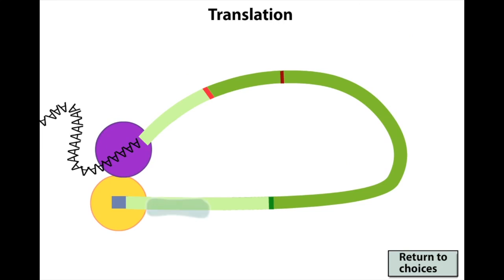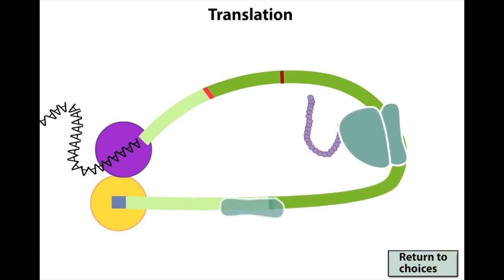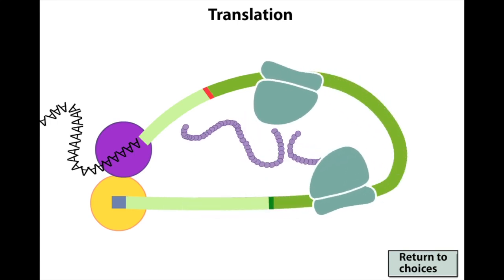Using the mRNA as a template, ribosomes synthesize each protein one amino acid at a time. The nonsense mutation is read as a stop codon, prematurely terminating translation. A truncated protein is released.